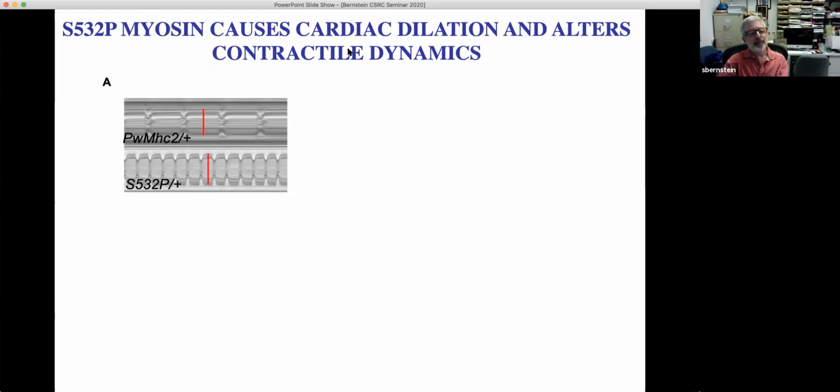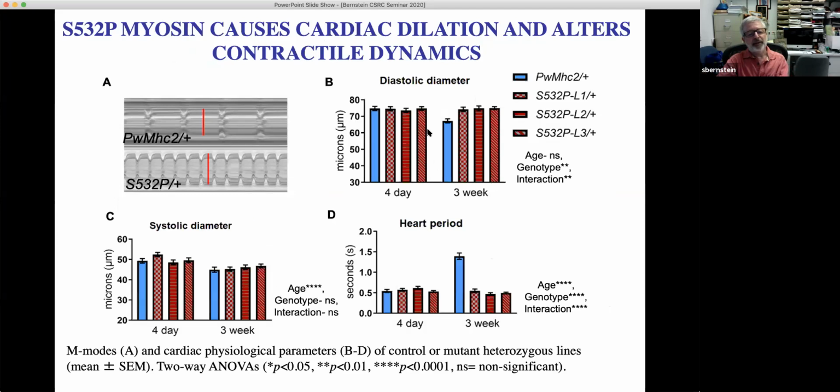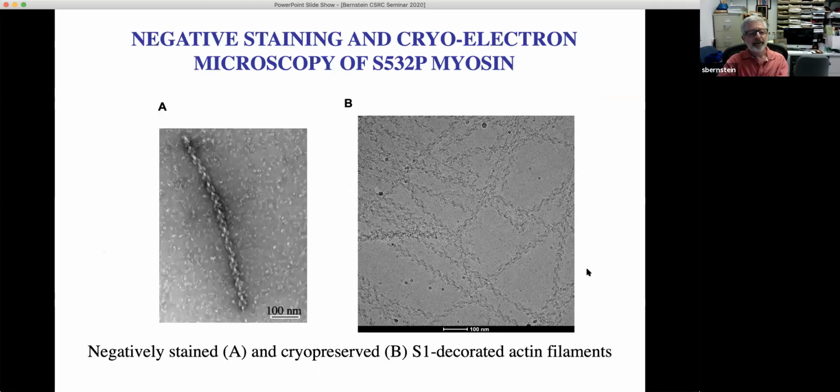And then finally, we looked at the contractile dynamics, and to make a long story short, and it's a little bit more of a complex story, basically, at least at 3 weeks, when you compare it to the control, there is dilation of the heart, the diastolic diameter. Okay. So where Adriana's going on this is that we're trying to understand, again, the structure function properties of the myosin. How does that single mutation cause dilated cardiomyopathy?